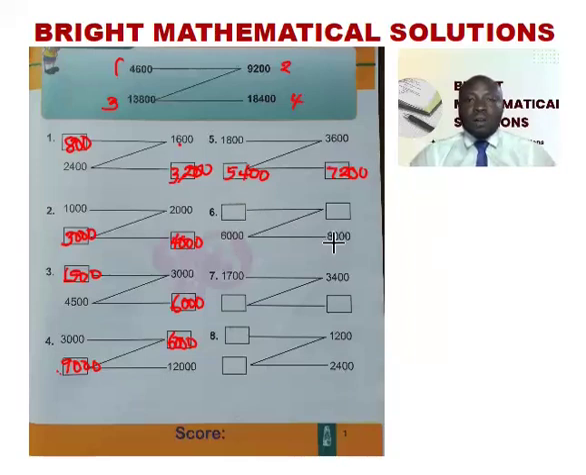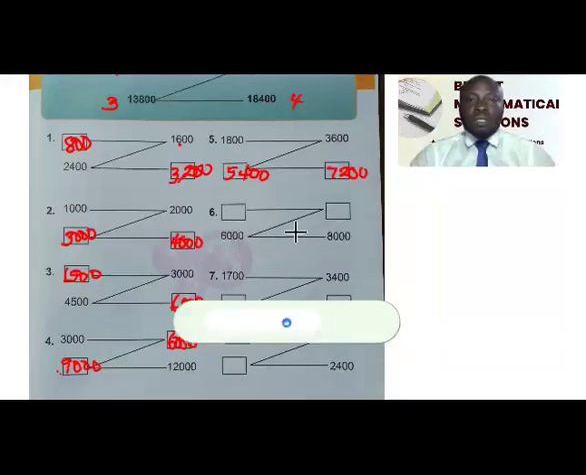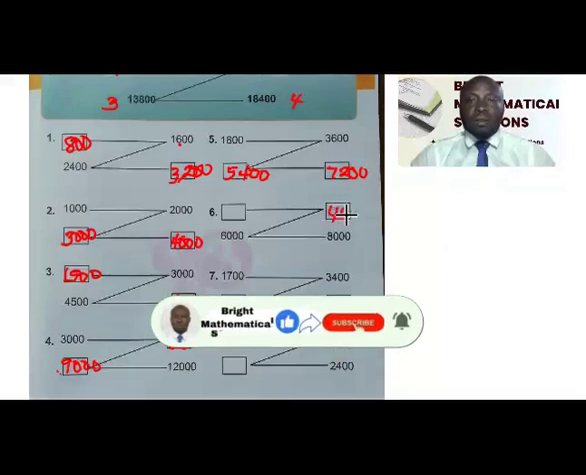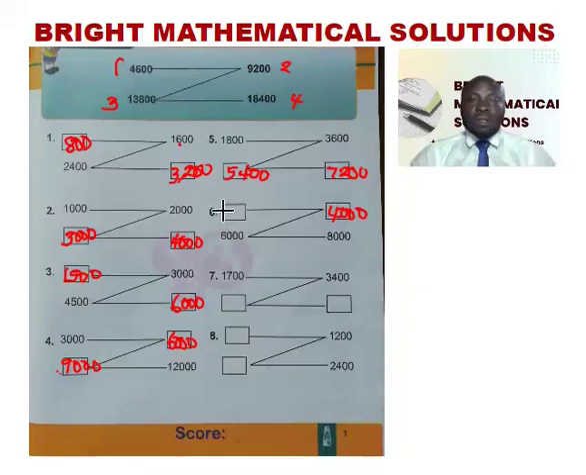So this is 8,000. The difference between these two is 2,000. So subtract 2,000 from 6,000. This will give us 4,000. Subtract another 2,000 from this 4,000. Definitely it will give us 2,000.